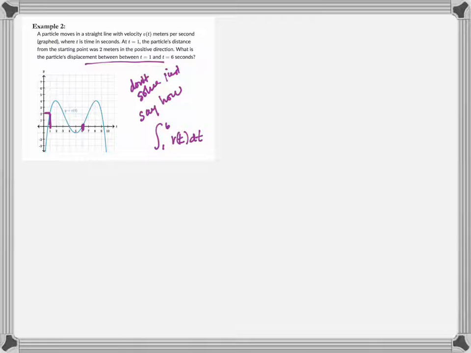Go to example 2. It just shows us a graph. And you can't figure it out because they don't give you numbers, but it just says it wants the particle's displacement between 1 and 6. Okay, displacement is without the absolute value. It's not the total distance traveled. So it would just be from 1 to 6 of v of t dt.